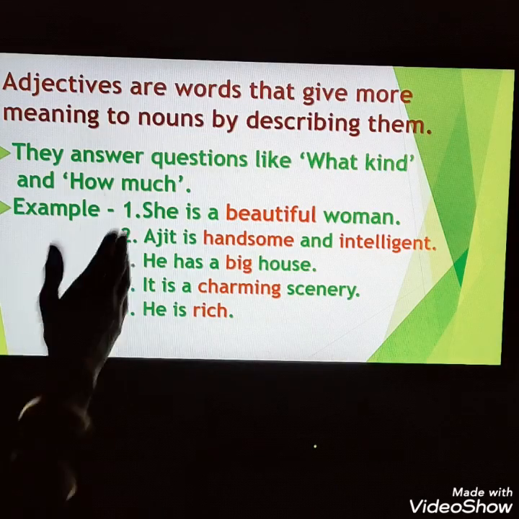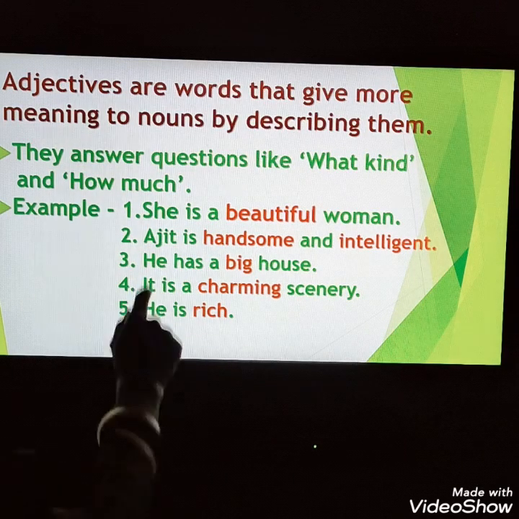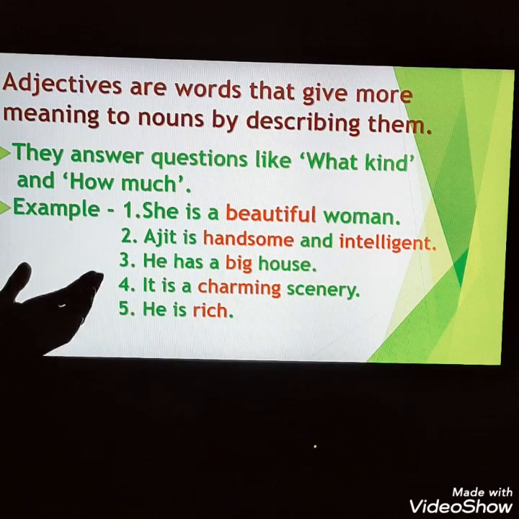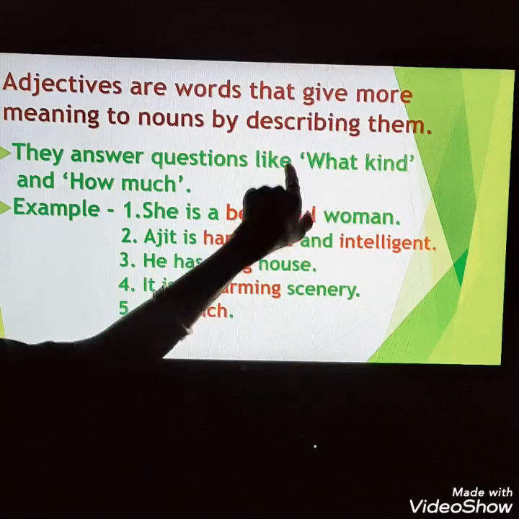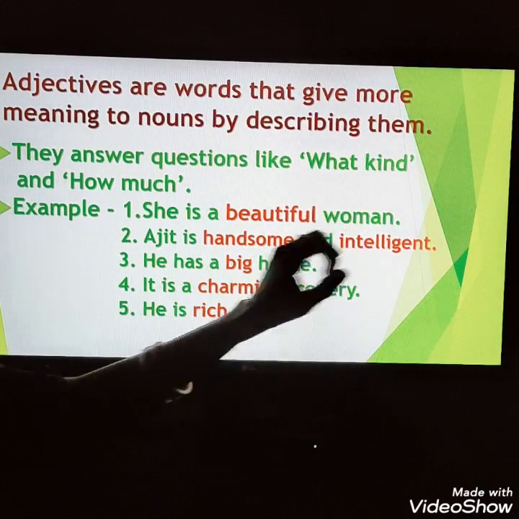Adjectives are words that give more meaning to nouns by describing them. They answer the question what kind or how much. So the adjectives describe the person, animals, things or place we are talking about. Let us take some examples. She is a beautiful woman. What kind of woman is she? The question coming out of it is what kind? So, she is a beautiful woman.